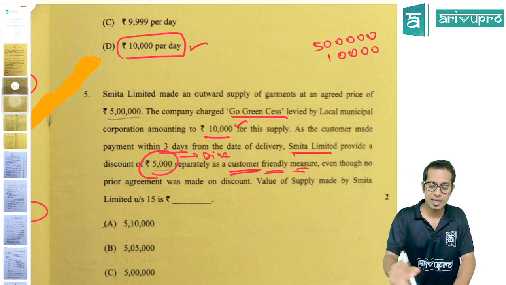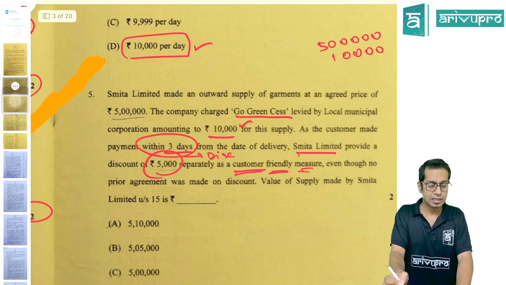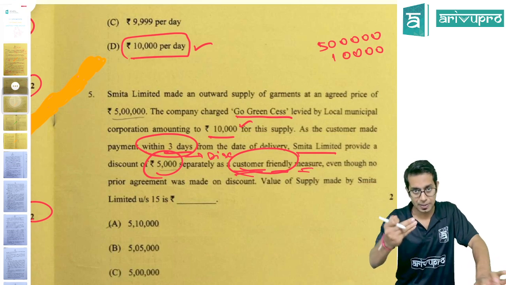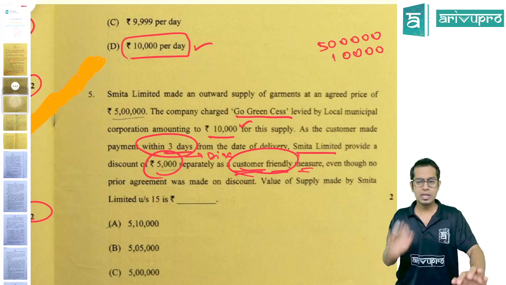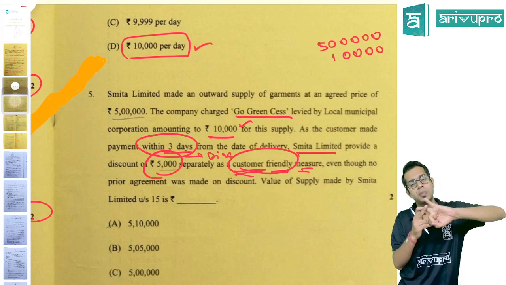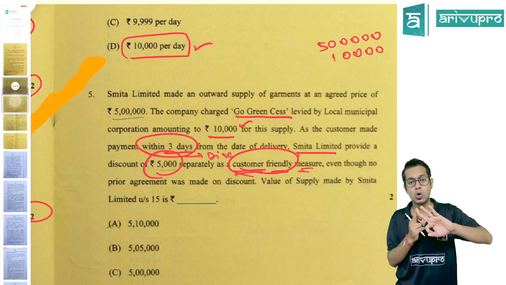Now by reading the question, we understand that because the customer made the payment within 3 days, a discount was given. So this discount is given after supply. If a discount is given after supply, it will be excluded from value of supply only if all the 3 conditions are satisfied. What are the 3 conditions? It should be agreed between supplier and recipient, it should be linked to a specific invoice, and ITC with respect to the discount amount should be reversed.